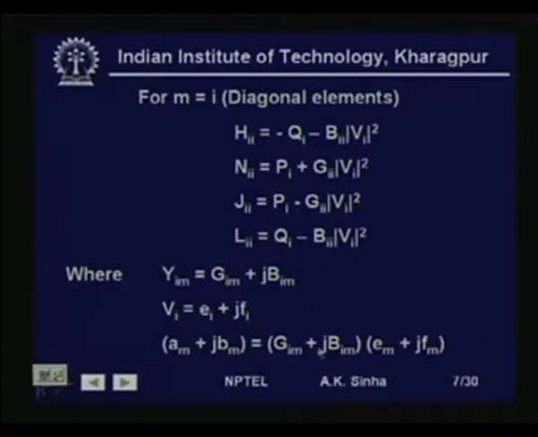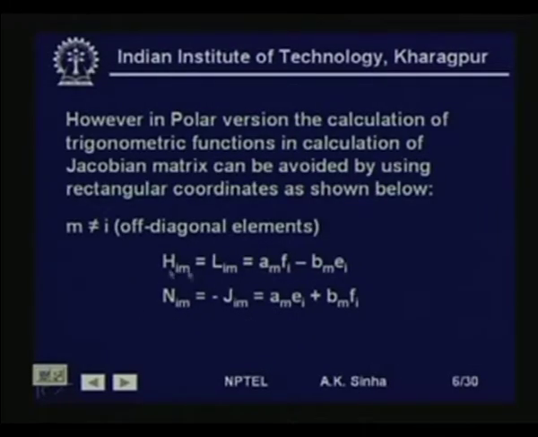If we use this, then as we have seen, we can compute all the elements of the Jacobian matrix in terms of A_m, F_m, B_m, E_i and so on. That is, we do not need to compute the trigonometric cos and sine terms in this case, and this does improve the computational speed of the algorithm to some extent.